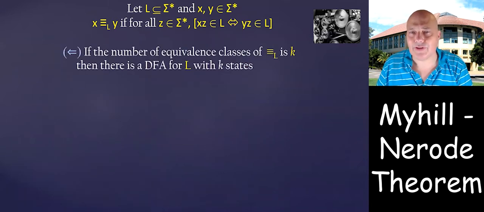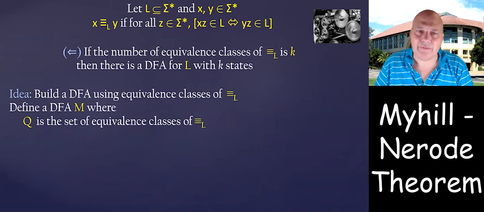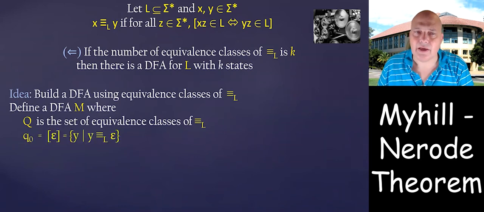If the number of equivalence classes is K, we want to show that there is a DFA for L with K states. That is, to build the DFA using these equivalence classes. So the states of the DFA would correspond directly to the equivalence classes of L. Define the DFA M, where Q is the set of equivalence classes of L. Q0 is the equivalence class of the empty string, so every string Y which is L equivalent to the empty string.